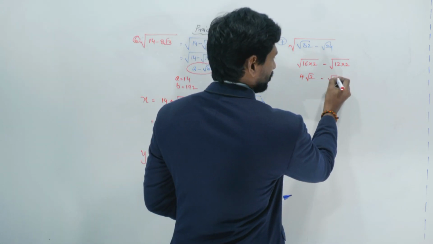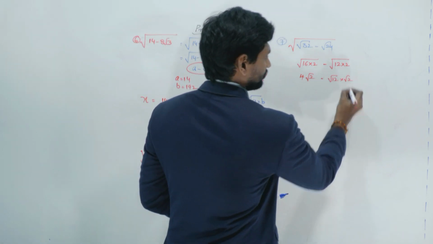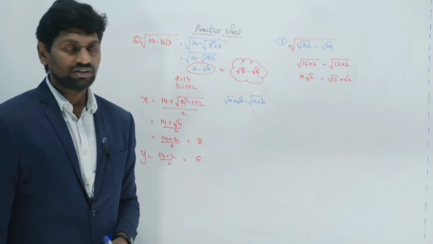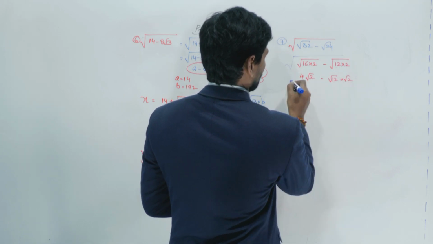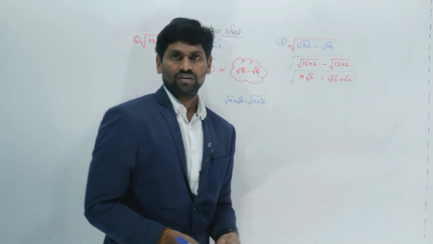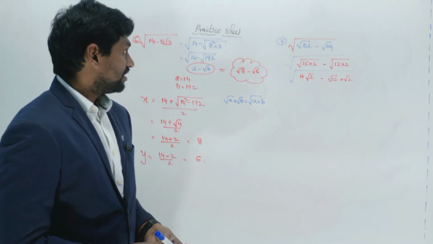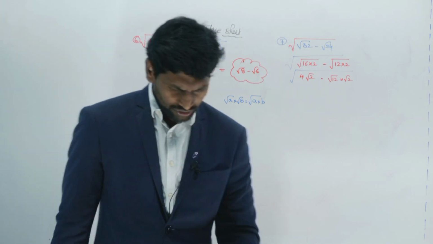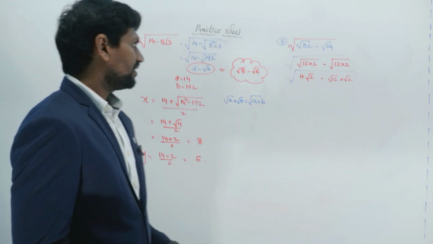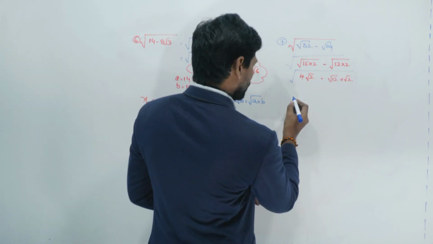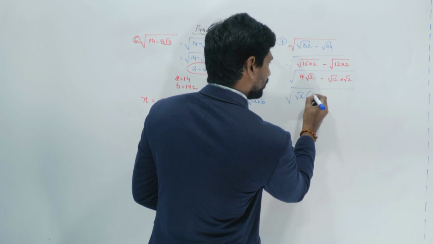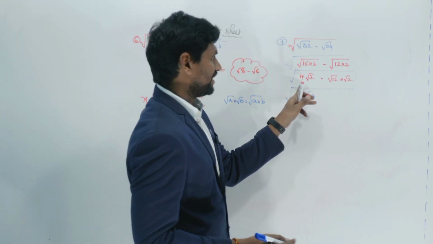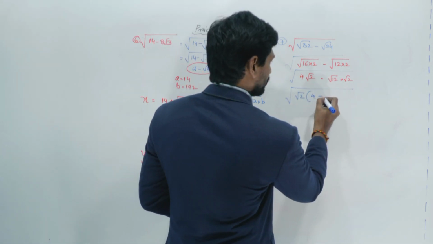Now here, root 12 into root 2. For this entire square root we should apply. Okay now, we need to simplify this. Both of them have root 2 common. Both of them having root 2 is common. Still, what is remaining from the first term? 4 is remaining. In the second term, minus root 12 is remaining.